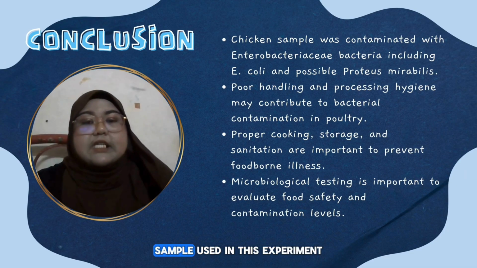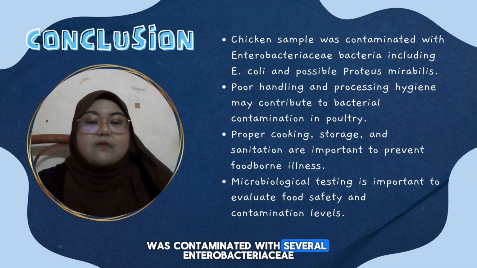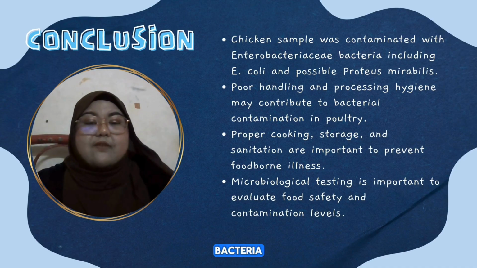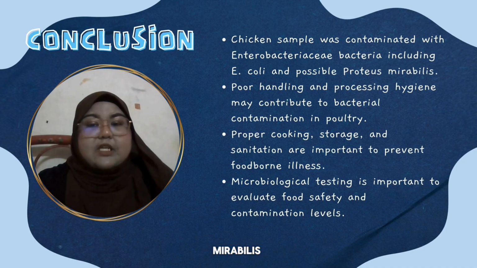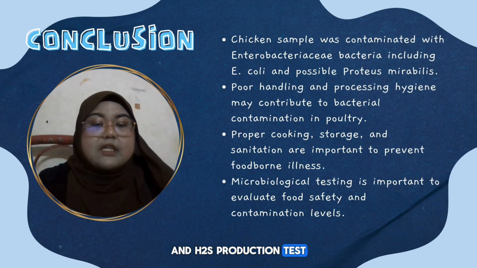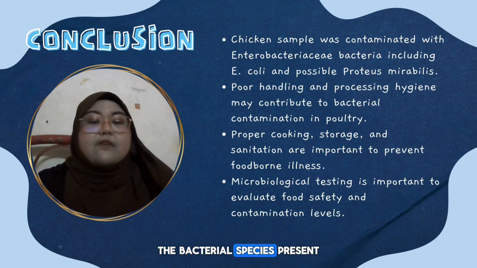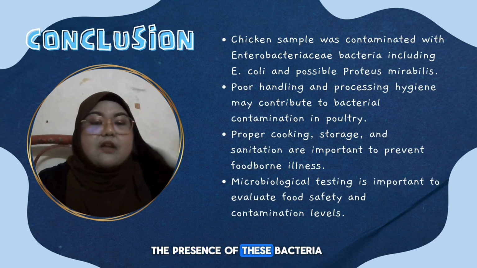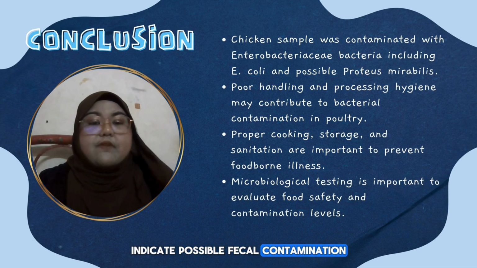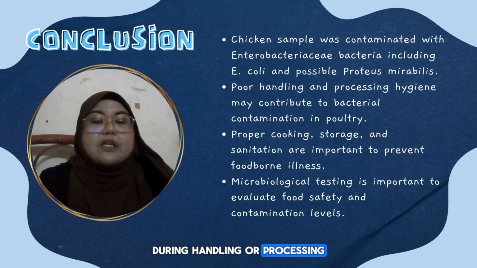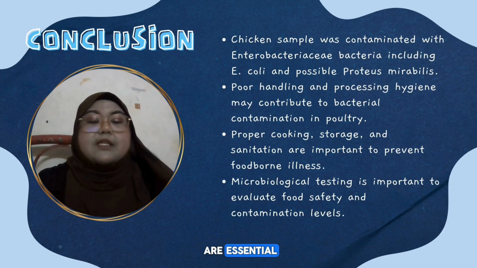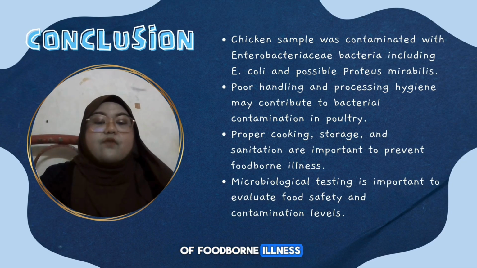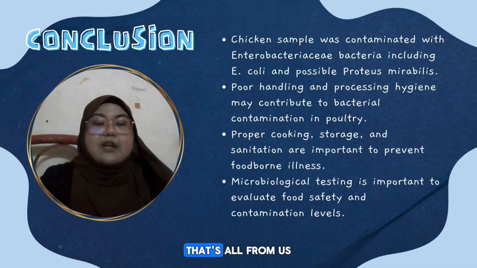In conclusion, the chicken sample used in this experiment was contaminated with several Enterobacteriaceae bacteria, including Escherichia coli and possible Proteus mirabilis. The oxidase, MacConkey agar, indole, and H2S production tests successfully differentiated the bacterial species present in the sample. The presence of these bacteria indicates possible fecal contamination and poor hygienic condition during handling or processing of the chicken. Therefore, proper cooking, safe handling, and good sanitation practice are essential to reduce the risk of foodborne illness associated with contaminated poultry products. That's all from us.